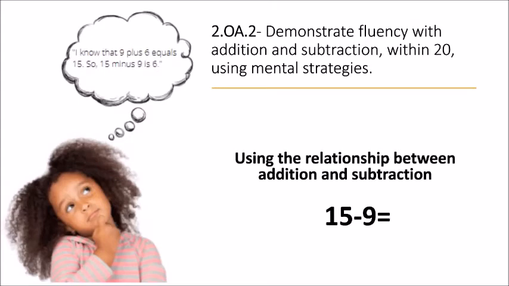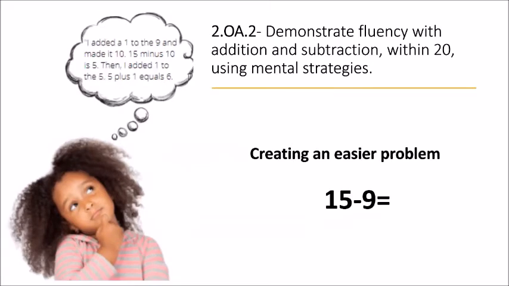Here is one of the other mental strategies that was mentioned. So if a learner is looking at the equation 15 minus 9, they may be thinking about the relationship between addition and subtraction, realizing that addition and subtraction are opposites of one another. So if the learner knows that 9 plus 6 equals 15, she may also know that 15 minus 9 equals 6. And finally, here is another effective strategy, which is to create an easier problem.